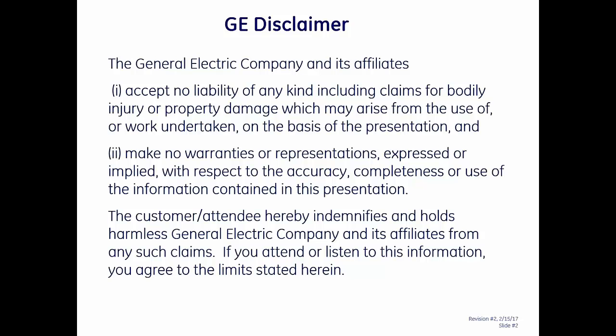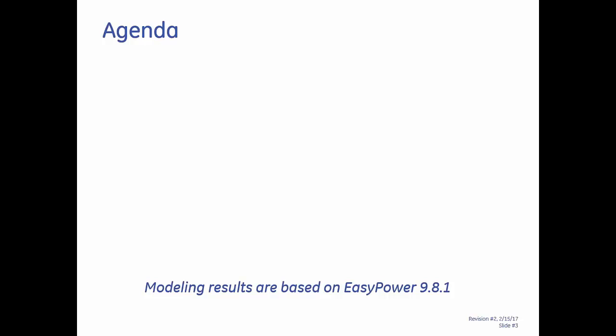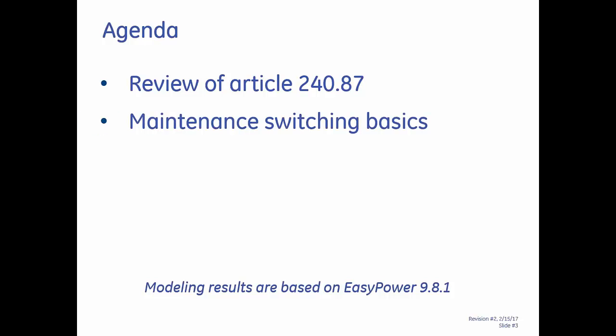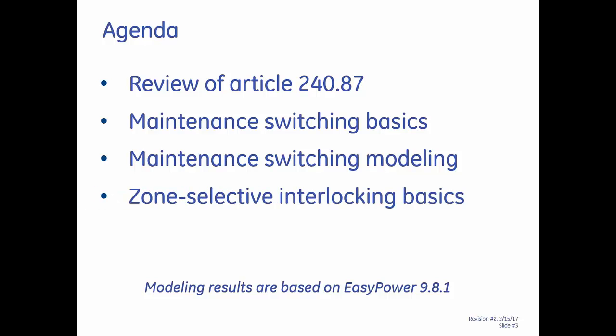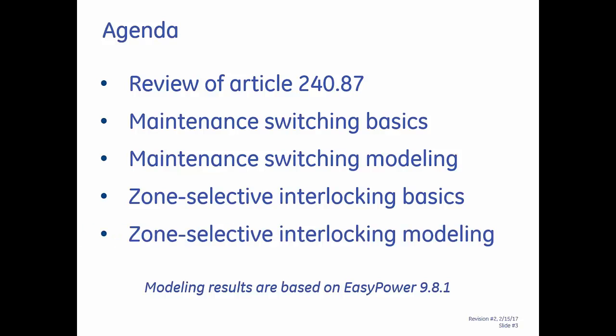So the plan of attack agenda for today is as follows. We're going to do a quick review of Article 240.87. We're then going to talk about some basics of maintenance switching and then talk about how to model it inside of EasyPower. Then we'll do essentially the same thing for zone selective interlocking, talk about what it is, and then talk about, again, how to model it.